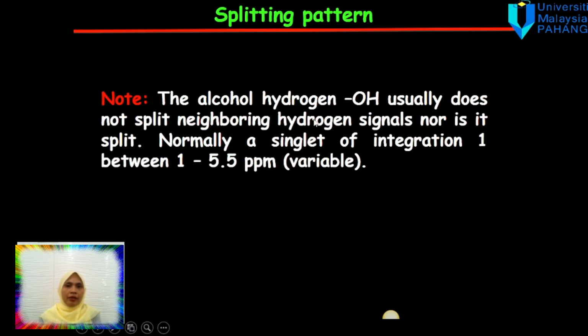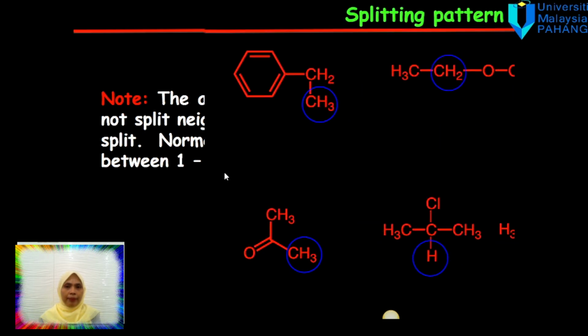Normally, the hydrogen of the hydroxyl group does not split neighboring hydrogen signals. It always appears as a singlet with integration 1, between 1 to 5.5 ppm.